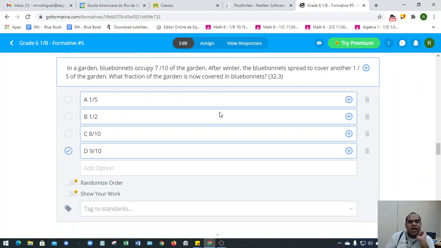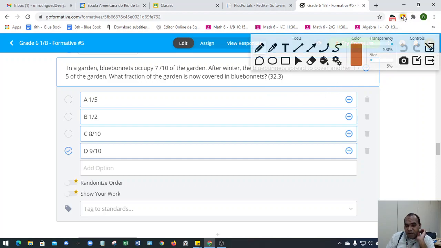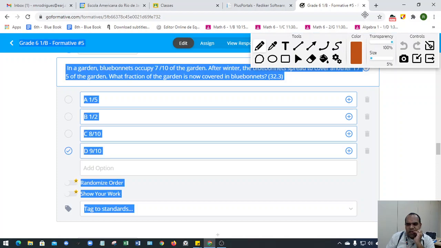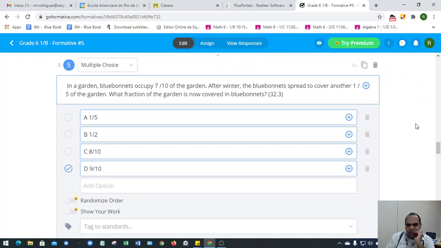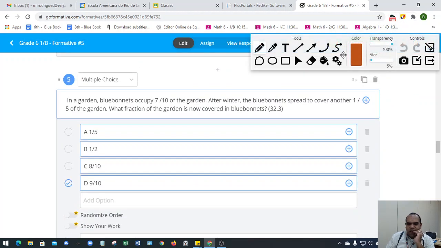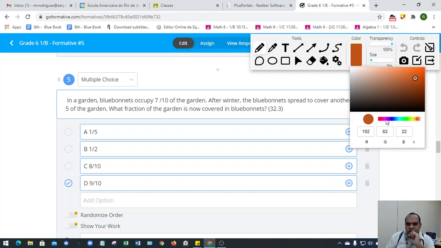5. In a garden, bluebonnets occupy 7/10 of the garden. After winter, the bluebonnets spread to cover another 1/5 of the garden. What fraction of the garden is now covered in bluebonnets? Guys, remember, we did this already. Great, we did this. Let me move a little bit. Correct. As you remember this one, what do I have to do here?